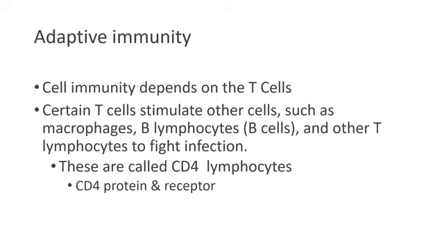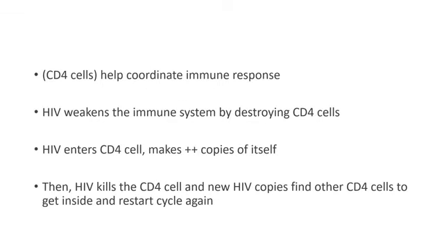So cell immunity depends solely on the T cells. So certain T cells stimulate other cells, such as macrophages, and then the B lymphocytes too, and other T lymphocytes to fight infection. So those stimulating cells, the stimulating T cells, are called CD4 lymphocytes. Okay, and they manufacture a CD4 protein, and they have a receptor on their cell membrane as well. So CD4 cells help to coordinate the immune response. But what HIV does is it attacks the CD4 cells and destroys them.